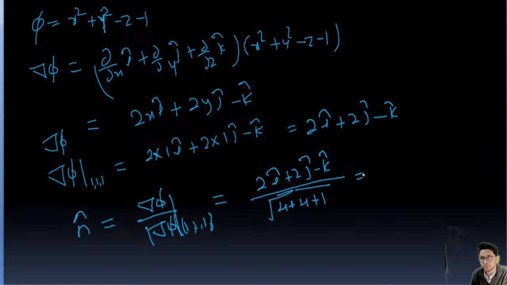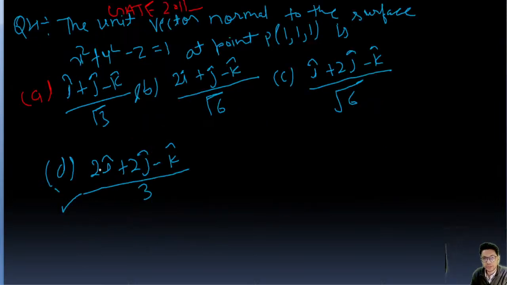So it is going to be 2 i cap plus 2 j cap minus k cap upon, this is 9, root of 9 is 3. This is the answer. So which option is matching? Option number D. Okay, this is the correct option.